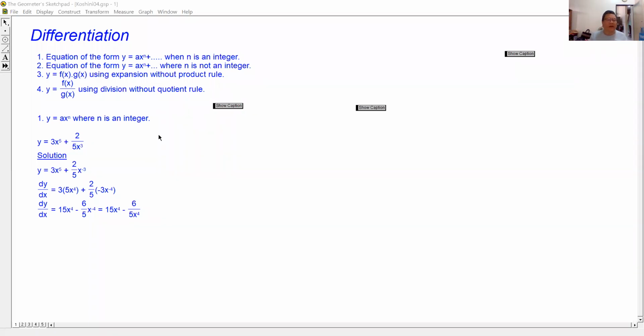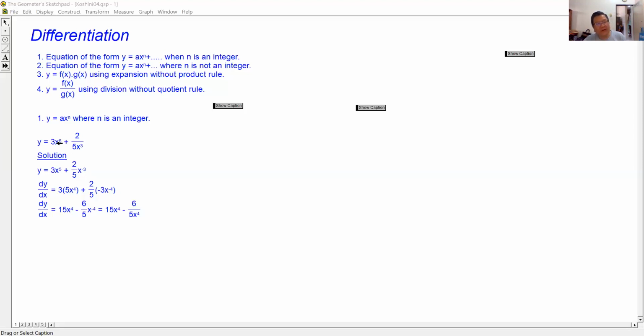So now if you are given a function or an equation like this, 3x to the power of 5 plus 2 over 5x to the power of 3, and how are you going to differentiate this function? So first of all, you try to express these two terms in this form, right? The x is at the top, the x is not at the bottom. So if the x is at the bottom like this, you have to change them to x to the power of negative 3. And remember the fraction 2 over 5. Now when you move the x to the top and becomes x to the power of negative 3, the 5 still remain at the bottom.